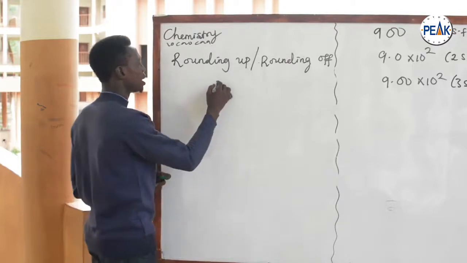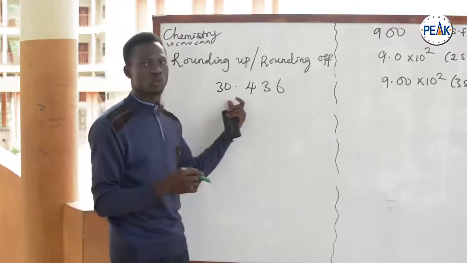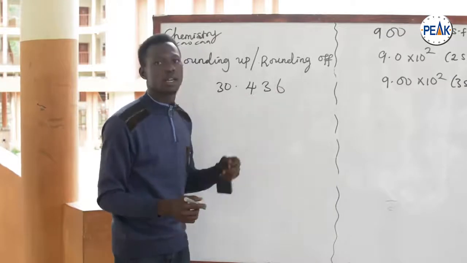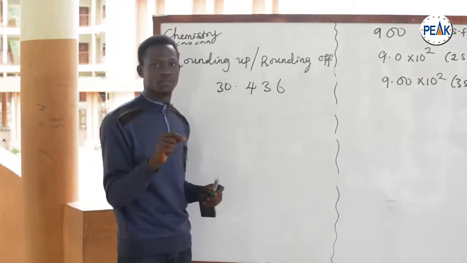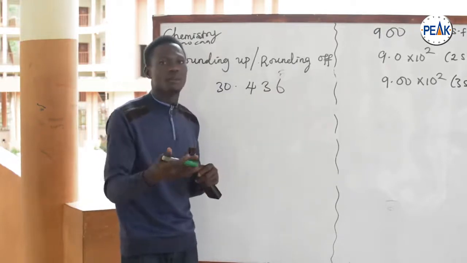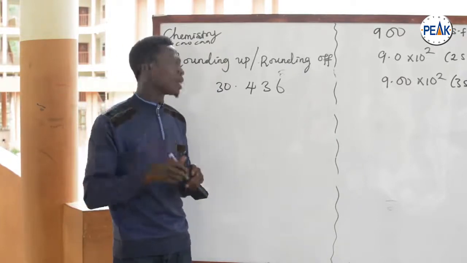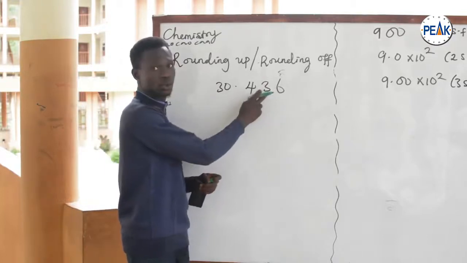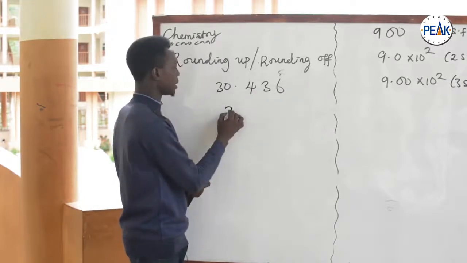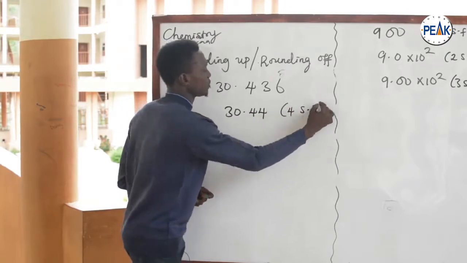If I have a figure like 30.436 and I want to round this figure to 4 significant figures, or let's say 2 decimal places, still the same thing in this case. Now, if I want to round this figure to 4 significant figures, my figure to be rounded is 6. Now, 6 is above 5. Once the figure is 5 or above 5, you are going to round it up. And by rounding up, it means I'm going to add 1 to the preceding figure here. That is 3. So to 4 significant figures, my answer becomes 30.44.